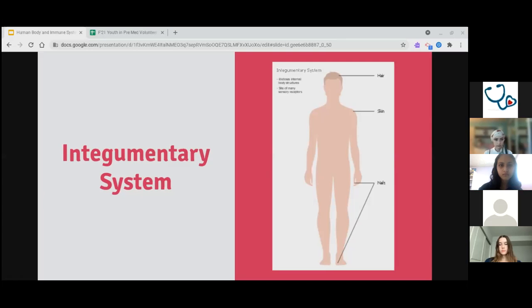Okay, so the first system is the Integumentary System. This is the biggest body system, and it consists of your hair, skin, and nails. And like Rowan mentioned, it kind of protects you against anything from the outside. So like last semester we talked about burns and skin injuries and stuff.